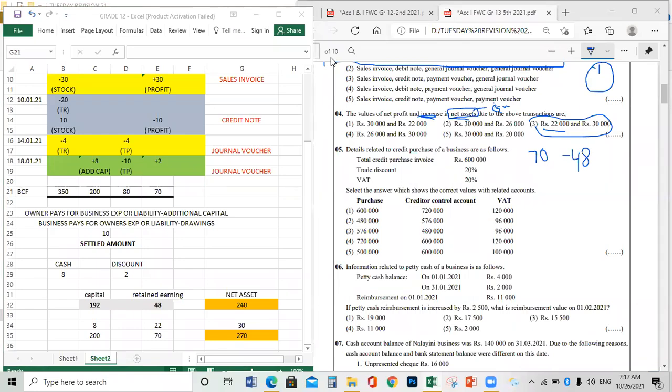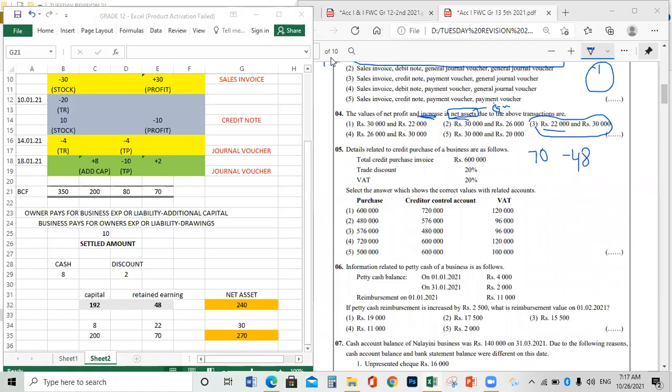Now see, details related to a credit purchase of a business are as follows. Total credit purchase invoice is 600,000. Trade discount is 20%. Select the answer which shows the correct value with regard to accounts.